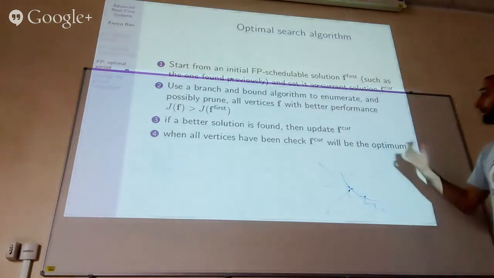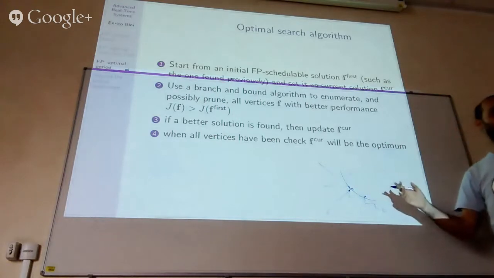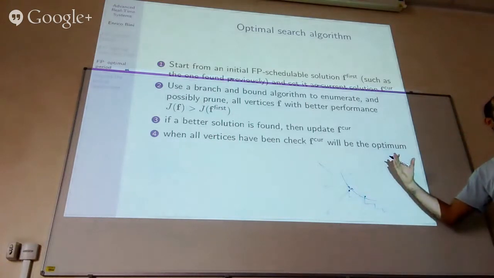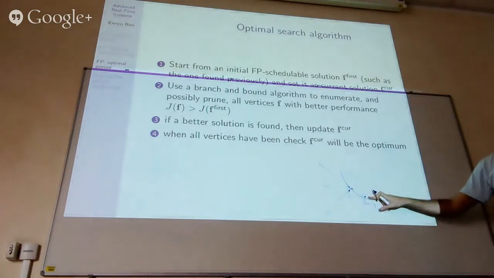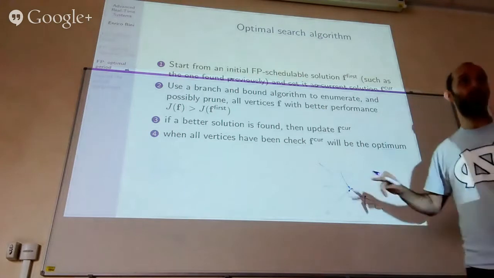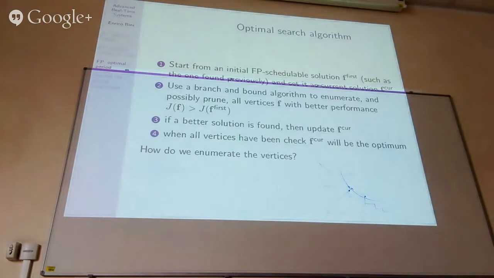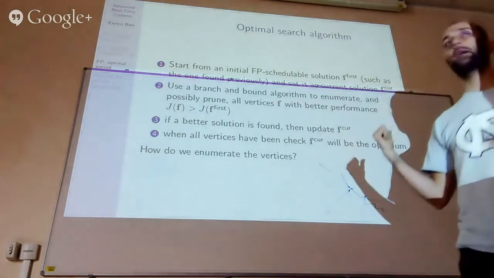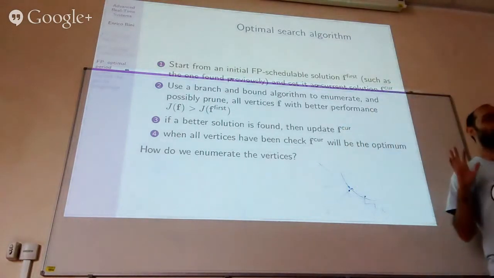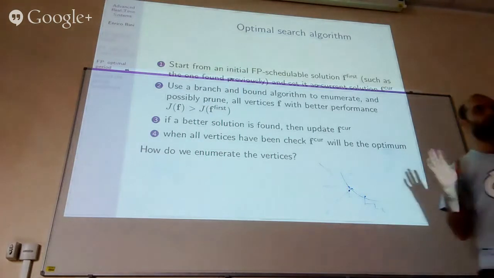Basically, the idea is to search for the vertices which have higher performance, on these corner points. However, enumerating the vertices is something that maybe in 2 dimensions you can somehow understand, or try, but in 3, 4, and more dimensions it's not so clear how to do it, right?